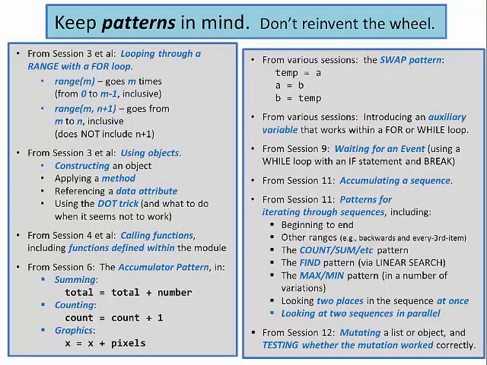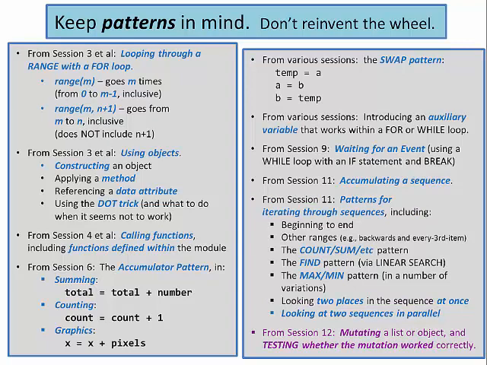The third of the practices for helping to avoid debugging is to keep patterns in mind. So we've talked about a lot of patterns. On the left are some of those we saw before test 1. On the right are some of those we've seen since. We've seen the swap pattern, using an auxiliary variable to help out with the for or while loop. We've seen the wait until event pattern. We've seen accumulating a sequence, as in the example just done. And we've seen a whole bunch of patterns for iterating through sequences, including the count, sum, the find, the max, min, look two places at once, and looking at two sequences in parallel.